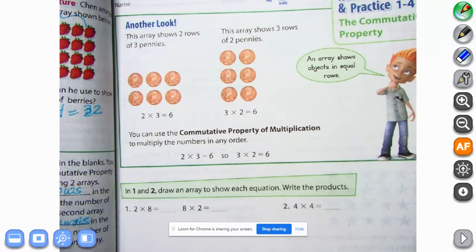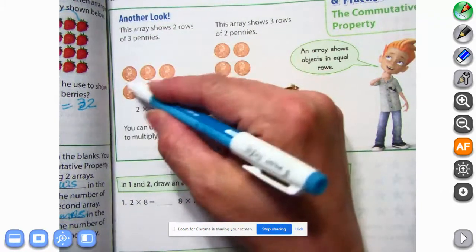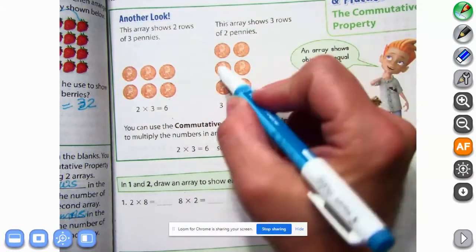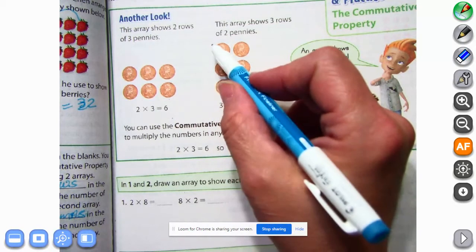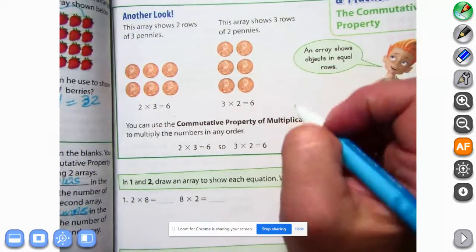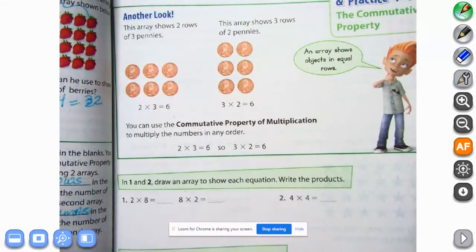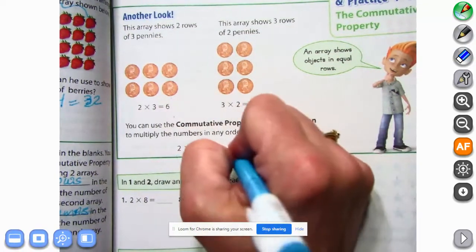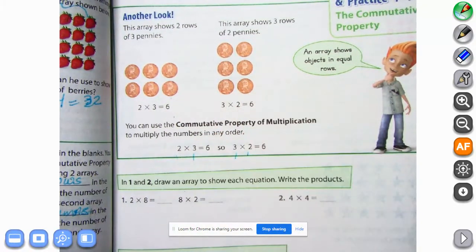So try really hard on this. It can be pretty fun too. So let's take another look. It says, this array shows 2 rows of 3 pennies. 2 groups of 3 is 6. And this array shows 3 rows of 2 pennies. 3 groups of 2 equals 6. You can use commutative property of multiplication to multiply the numbers in any order. You can do 2 first or 3 first. 3 first or 2 first.